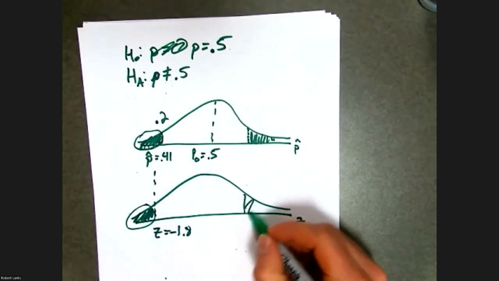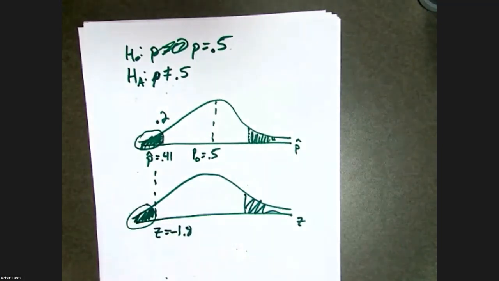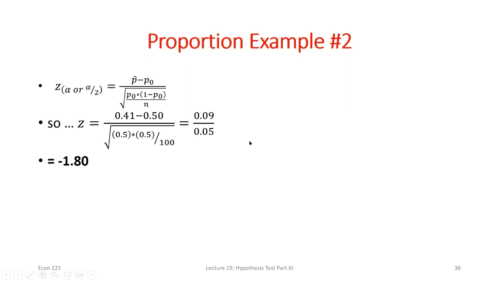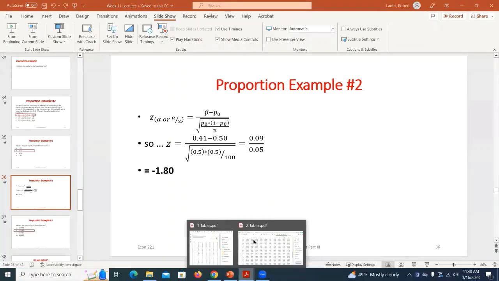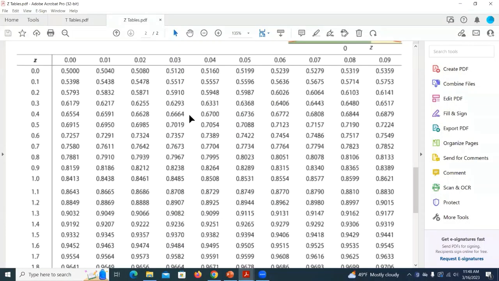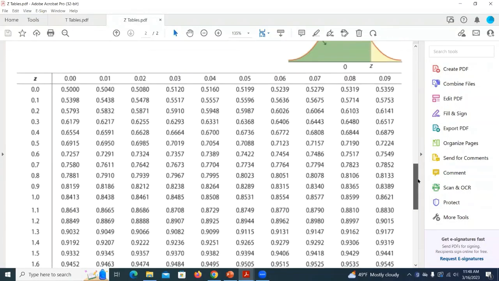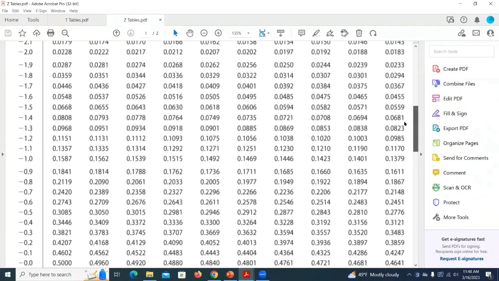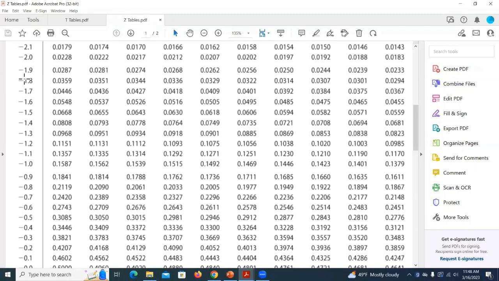Remember that, oh yeah, it's a two-tailed test. So once I find that area, I need to multiply it by two. So we go to our table. Maybe negative 1.8. So negative 1.80 is the first column. So 0.0359.